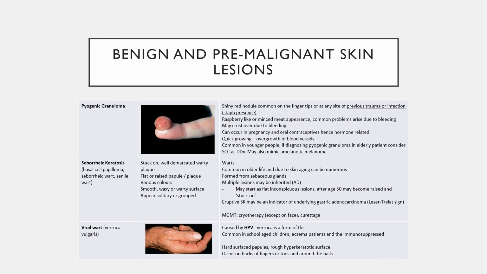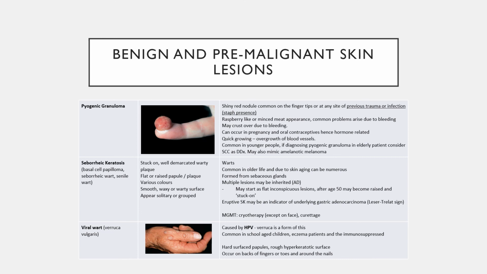And this is just talking about pyogenic granulomas, seborrheic keratoses, and viral warts. So pyogenic granulomas usually occur somewhere where there's been a previous infection or trauma, usually quite quick growing, can happen in pregnancy apparently, and also on the oral contraceptives, more common in young people. Seborrheic keratoses, so these are essentially warts. They're usually described as stuck on, and you get these well demarcated warty plaques, usually common in old people. They tend to have quite a lot of these, especially on their backs.